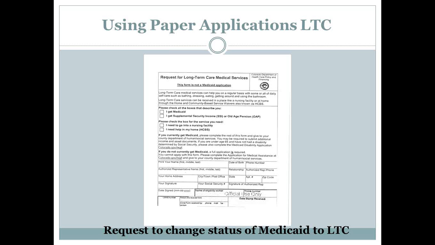Then it gives you an option to say, I currently get Medicaid, or I have SSI or old age pension, and now I need to upgrade my coverage, or I need to apply for help in a nursing facility or long-term care at home with HCBS. This is so much easier than filling out an entire new application with Medicaid, because they're already retaining your information on there. So there's not always a need to go completely through that whole application again.